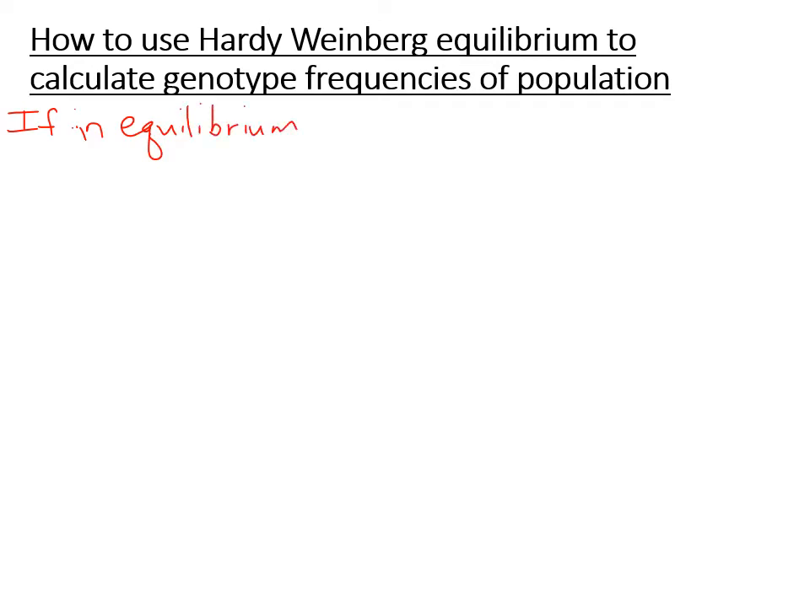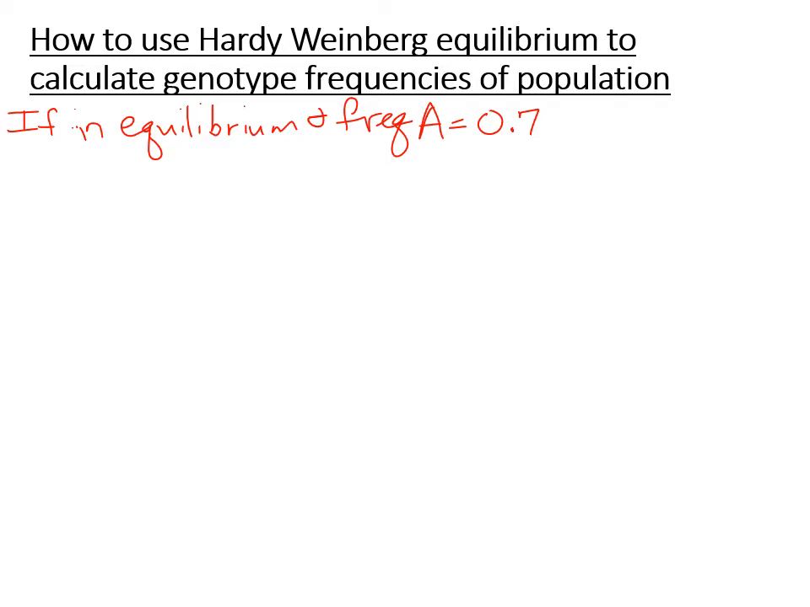Okay, and I'll give you frequencies of both alleles, or I could even give you the frequency of just one of the alleles, and automatically you should be able to know the frequency of the other. So for instance, I could say if in equilibrium and the frequency of the dominant allele, capital A, is equal to 0.7. Okay, what's the first thing you can figure out once I've given you that information?